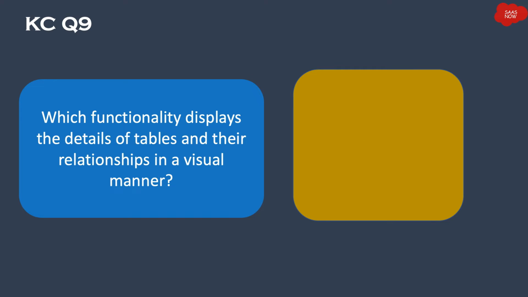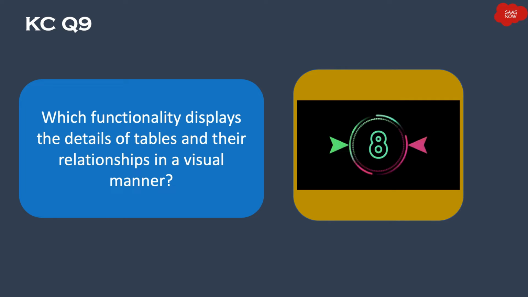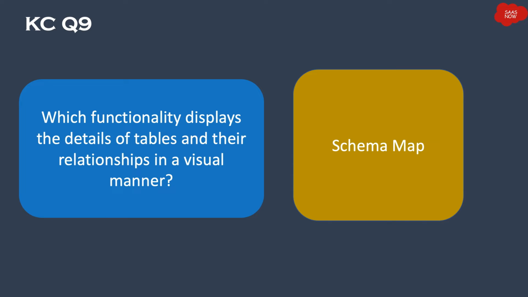Question number 9. Which functionality displays the details of tables and their relationships in a visual manner? Your time starts now. And answer is table schema map.